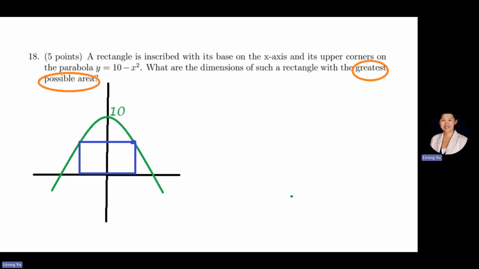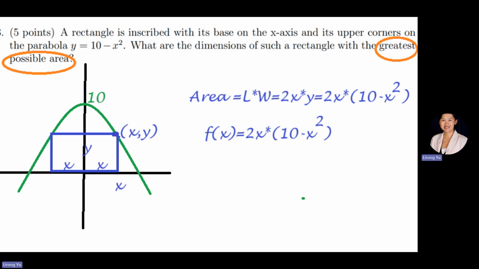So we want to be able to quantify it. If we have y equal to 10 minus x squared, then the x value and the y value are quantified. So you can identify the upper corner as a coordinate (x, y). The distance horizontally is x, the distance vertically is y. So y is the height, or the width, of the rectangle. Twice the x value is the length. So the length of the rectangle is 2x. The width of the rectangle is y.